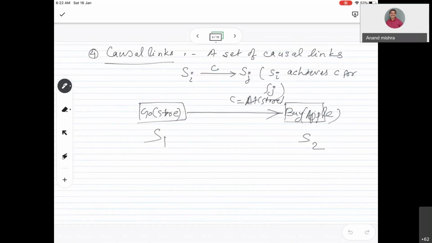Right. So, any questions on this before we move to one example?